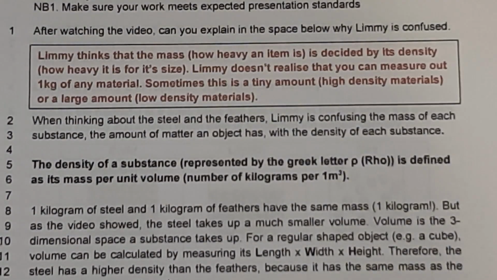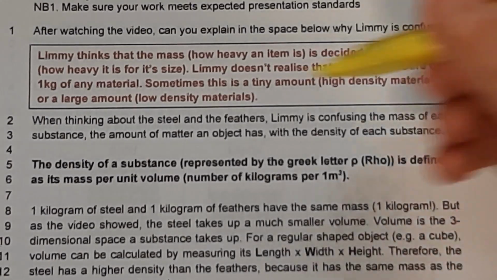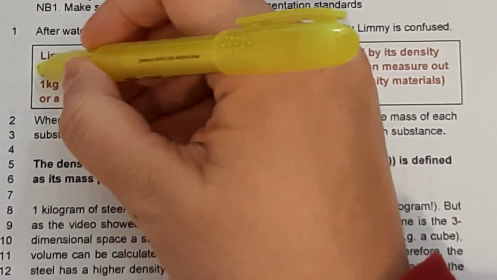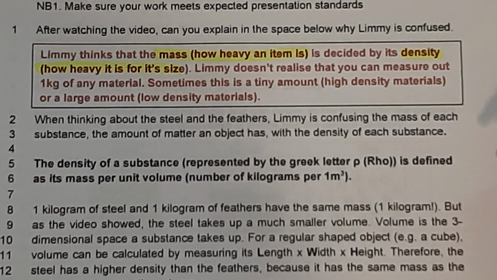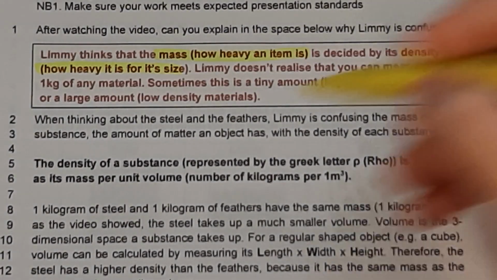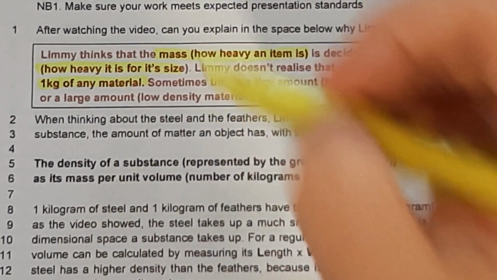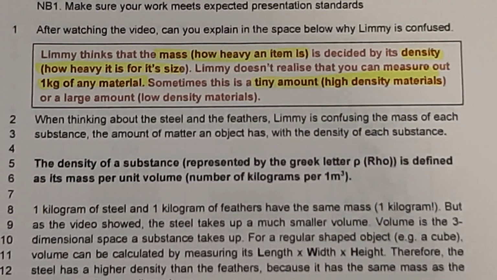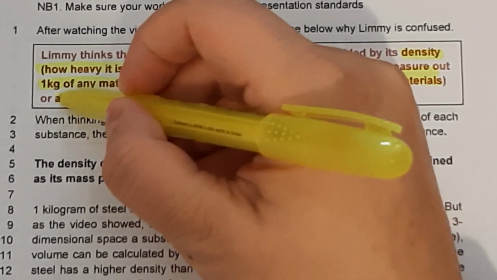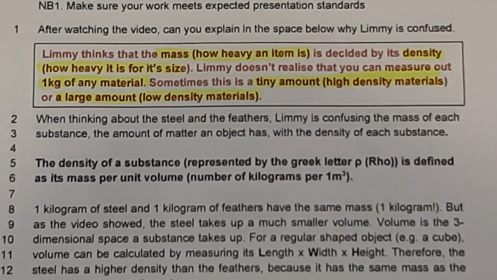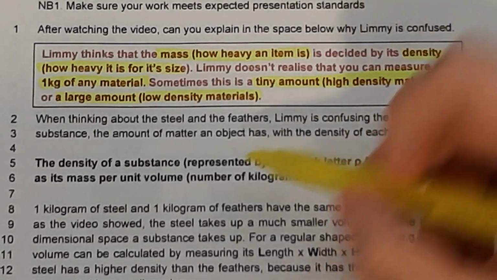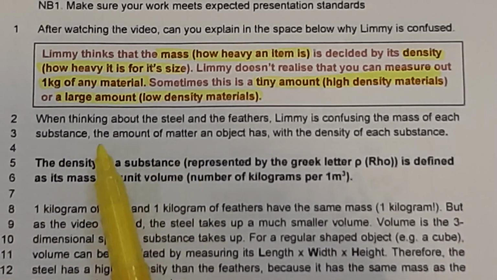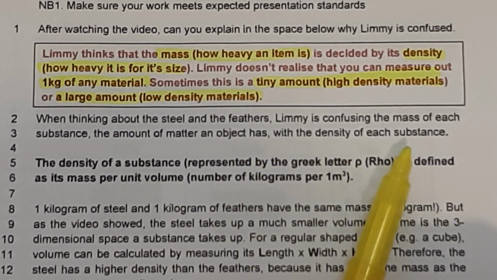Okay, so let's review our answer. So Limmy thinks it's the mass, which is how heavy an item is, that is decided by its density, which is how heavy something is for its size. Limmy doesn't realise that you can measure out 1 kilogram of any material. Sometimes this is a tiny amount, such as high density materials, such as steel. And sometimes 1 kilogram is a very large amount of the material, such as a low density material like feathers. So when thinking about the steel and the feathers, Limmy is confusing the mass of each substance, the amount of matter an object has, with the density of each substance.